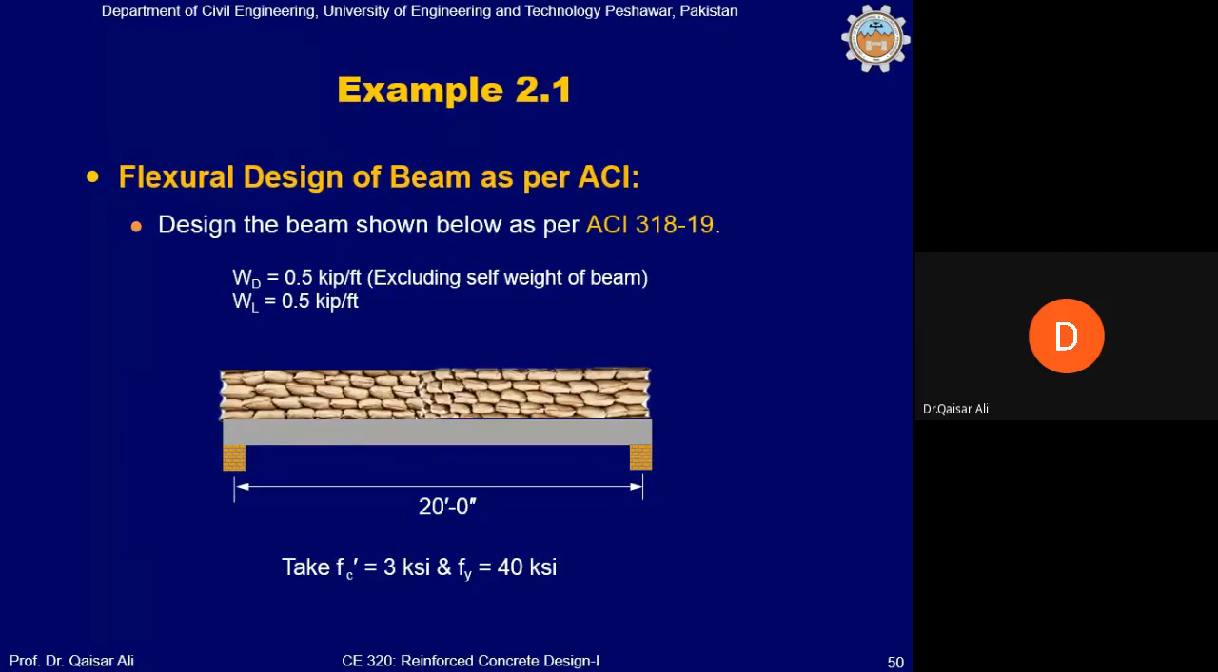This is the design of beam for flexure, not for shear, okay? We'll be only designing the beam against the flexure stresses. So you better write down the data from this slide, and then we will start discussing this.